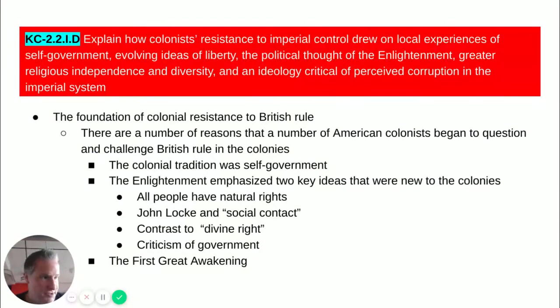Second, the Enlightenment opened up some new ideas in the colonies. The first was the idea of natural rights, that all people are imbued by their creator, whether it be God or something else, with the right to life, so you can live your life without fear of being harmed or killed, the right to liberty, your freedom to do what you want, and the right to pursue property, to try to accumulate some wealth for yourself. And the Enlightenment taught that these are fundamental rights that nature gives people, and governments cannot take those rights away.